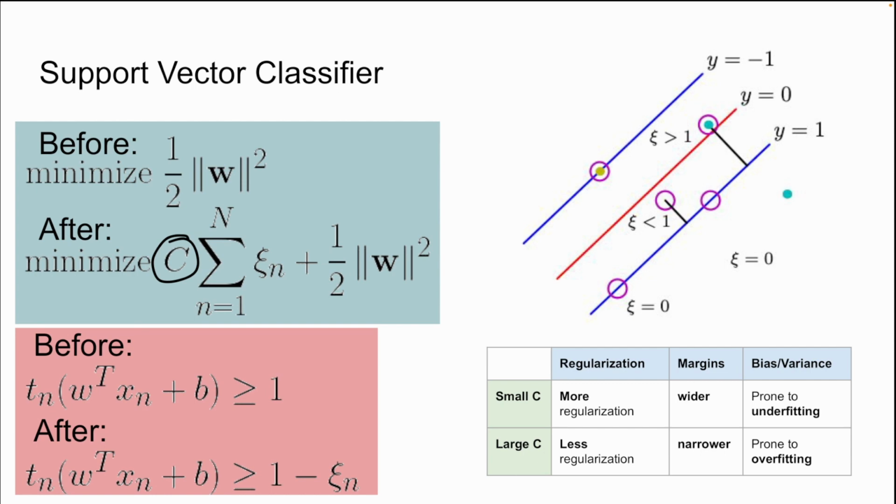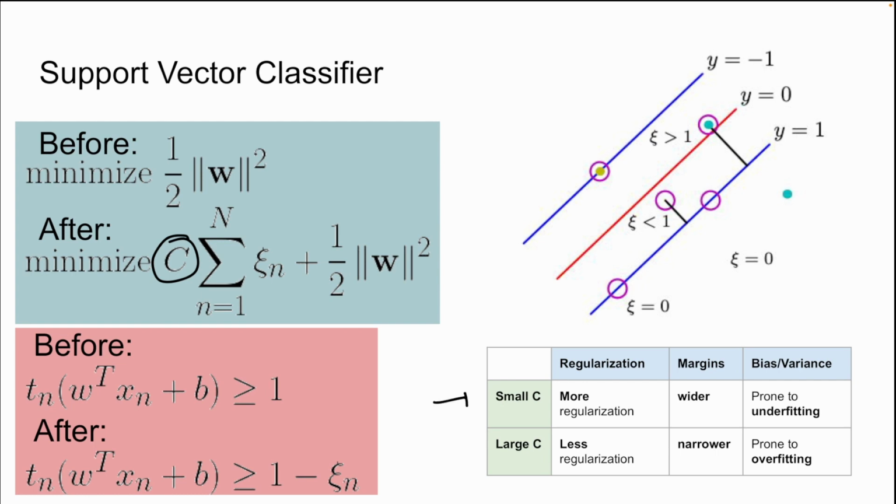This should make sense intuitively. When it's costly to have a slack variable that is greater than 0, we're going to have very narrow margins with very few support vectors. And remember, the hyperplane is solely determined by your support vectors. The fewer support vectors you have means the fewer data points are influencing where that hyperplane is.